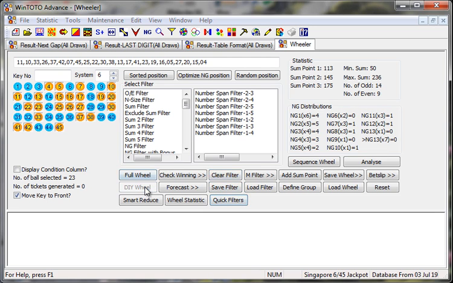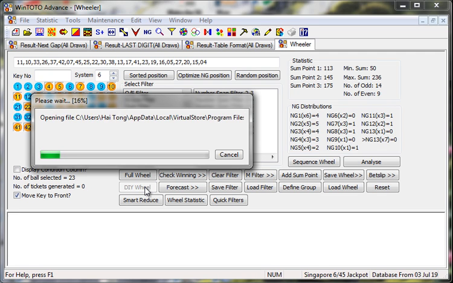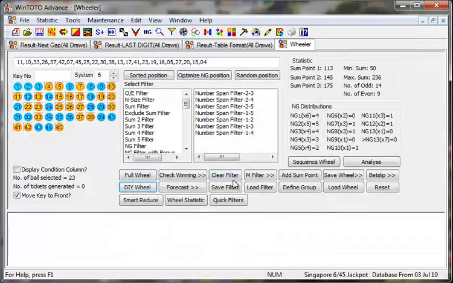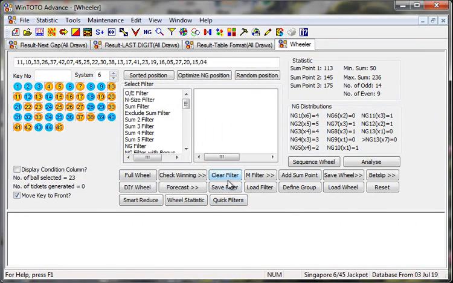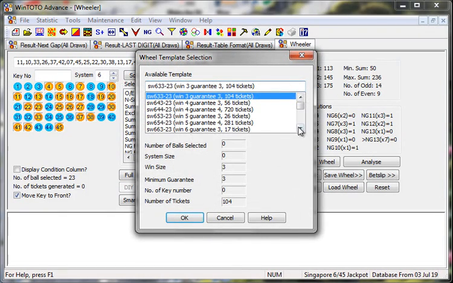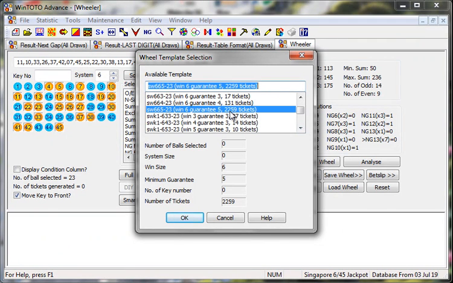Alright, so immediately from here, I'll click on the DIY wheel. I think before I go into this, let me close this first. I'll clear the filter first. Now, let's say we take 23 numbers and do it without a filter. So you go into the Win6 Guarantee 5, as you can see over here.